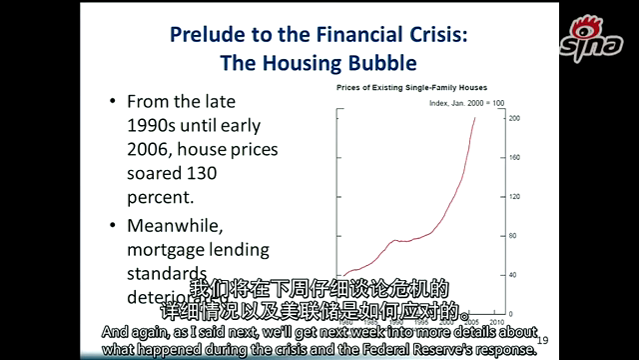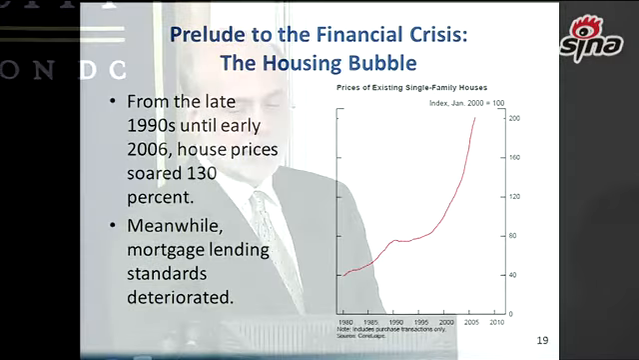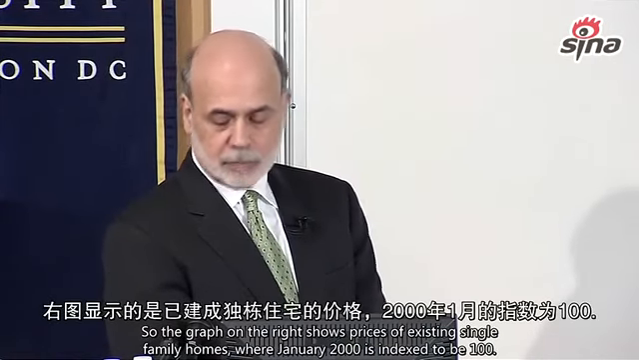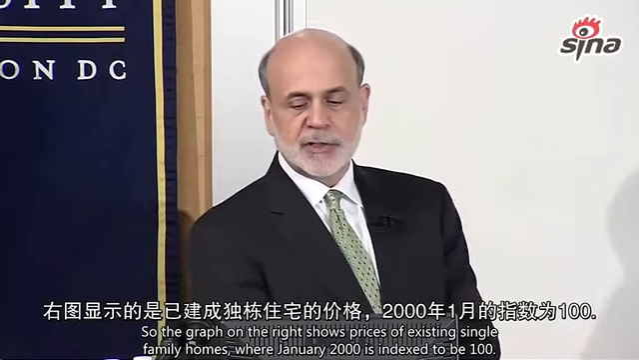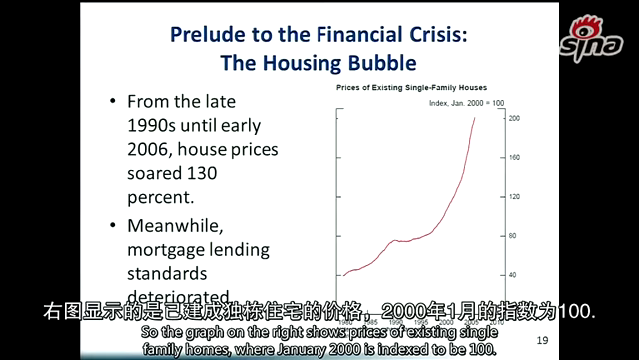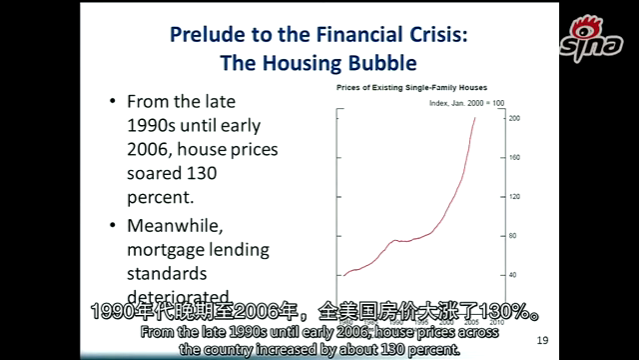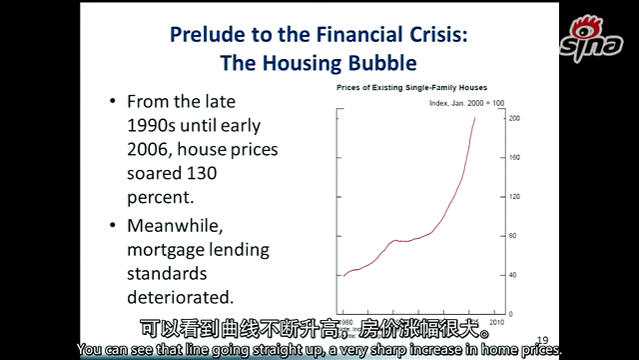Federal Reserve's response. One of the key events that led ultimately to the recent crisis was a big increase in house prices. So the graph on the right shows prices of existing single-family homes where January 2000 is indexed to be 100. From the late 1990s until early 2006, house prices across the country increased by about 130%. You can see that line going straight up, a very sharp increase in home prices.